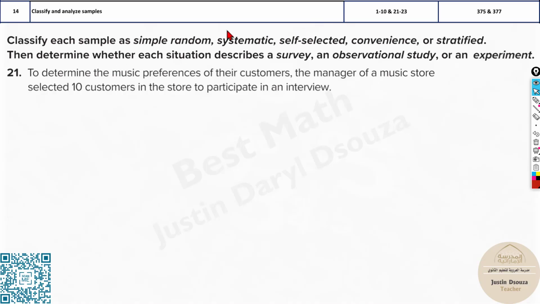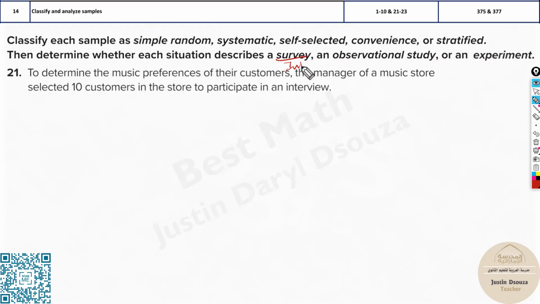And now we have to classify over here each sample as simple random, systematic, self-selected, or convenience, and then determine whether it is a survey, observational study, or experiment. To determine the music preferences of their customers, the manager of a music store selected 10 customers in the store to participate in an interview. Now, basically, an interview would mean similar to a survey. Look at the options we have: a survey, observational study, and experiment. Let me just differentiate these three, which are very important.